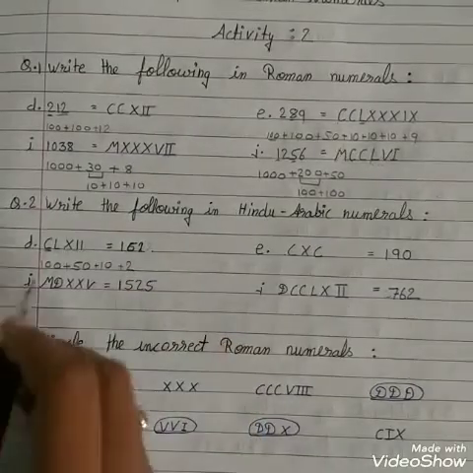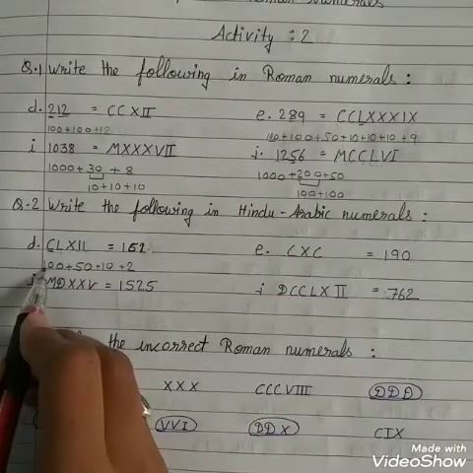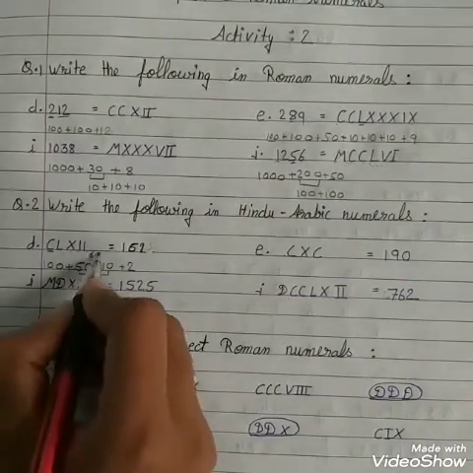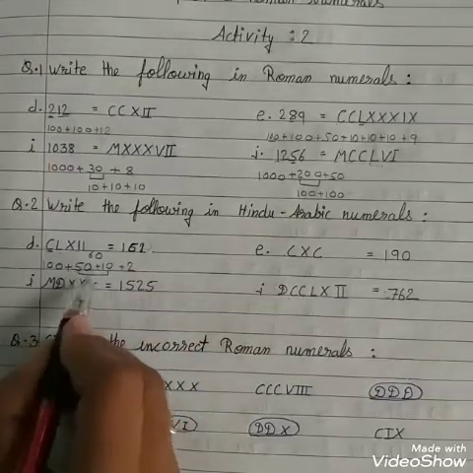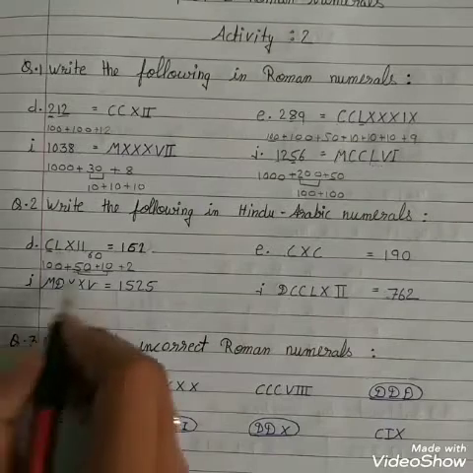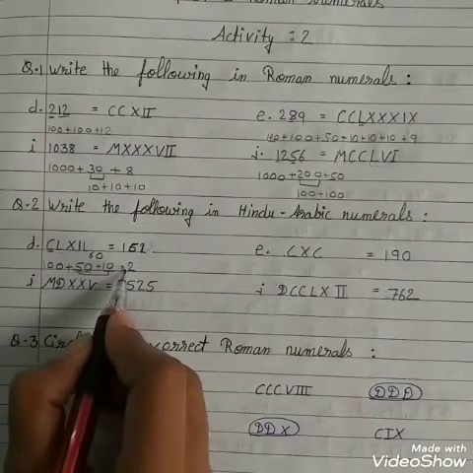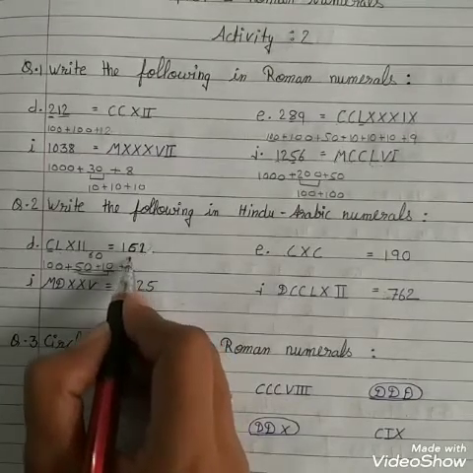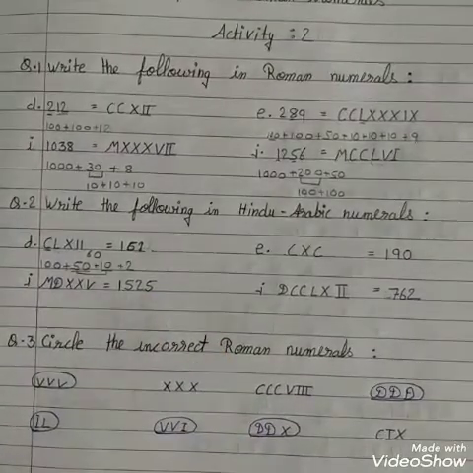Okay students. So this will become 100 and we will add both. It will become 60 because both are tens values. Okay, this one is 60 plus 2. That means our Hindu-Arabic number is 162.